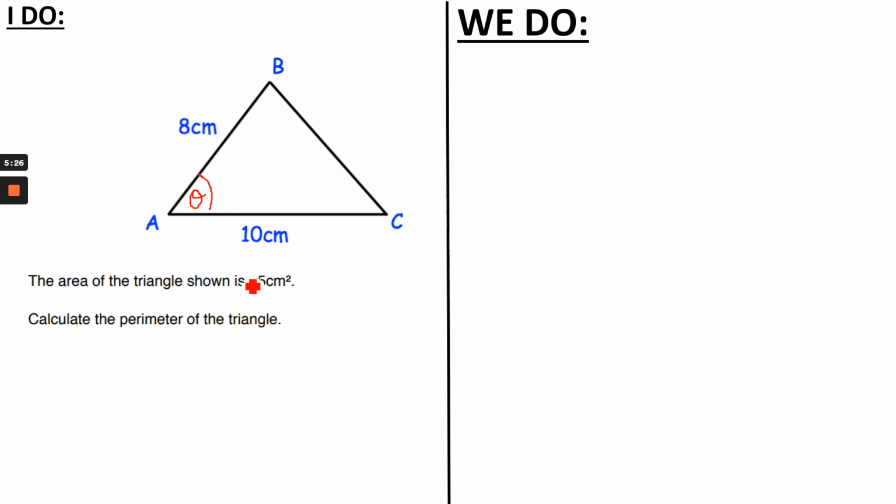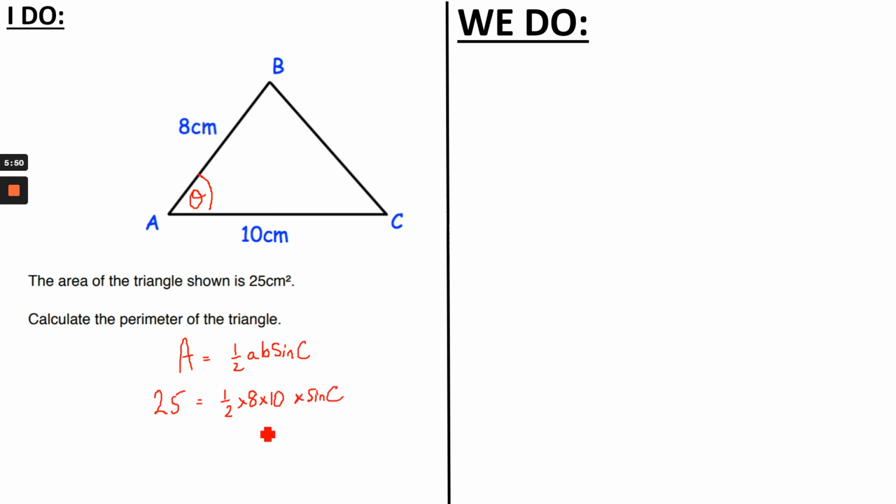Now we're told that the area is 25 centimeters squared. So if I write the whole thing out, area is half AB sine C. We're going to substitute in what we know. So we know that the area is 25. Half stays the same. We know that A and B must be 8 and 10. So half times 8 times 10 times sine C.